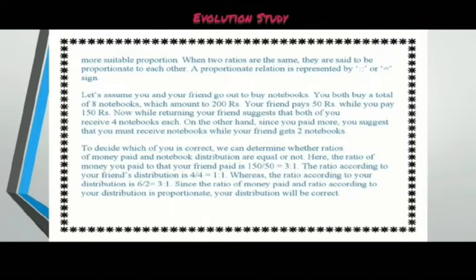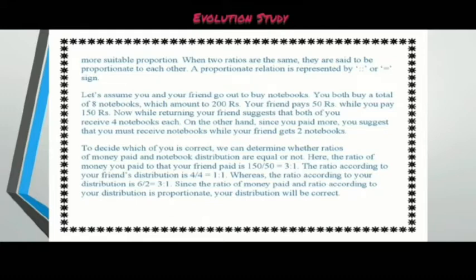Let's assume you and your friend go out to buy notebooks. You both buy a total of 8 notebooks which amount to 200 rupees. Your friend pays 50 rupees while you pay 150 rupees. Now while returning, your friend suggests that both of you receive 4 notebooks each. On the other hand, since you paid more, you suggest that you receive 6 notebooks while your friend gets 2 notebooks. To decide which of you is correct, we can determine whether the ratios of the money paid and notebook distribution are equal or not.